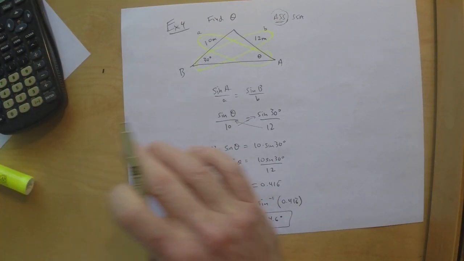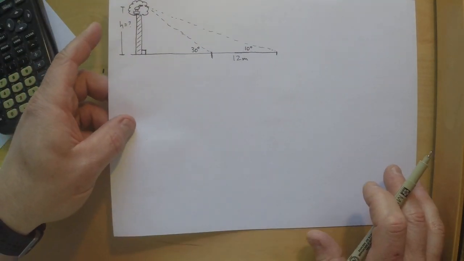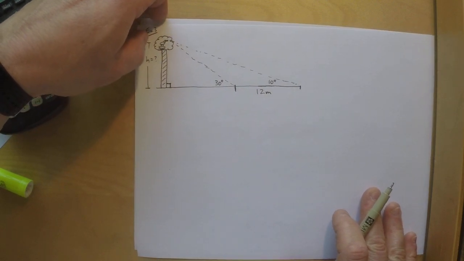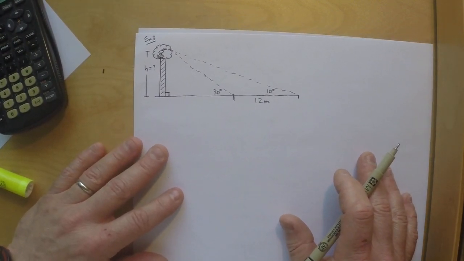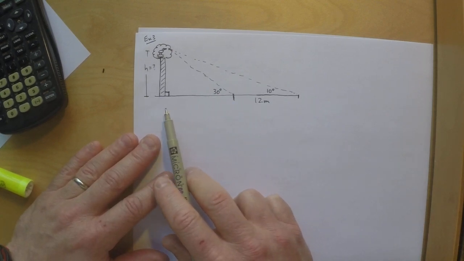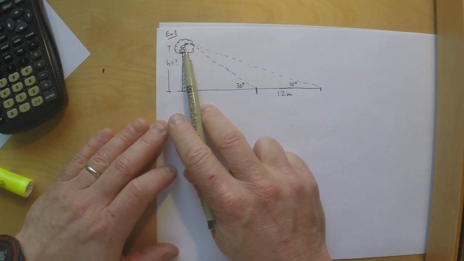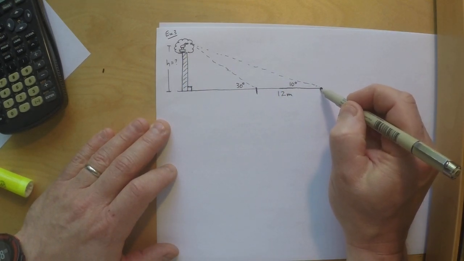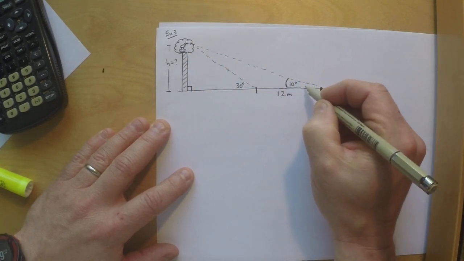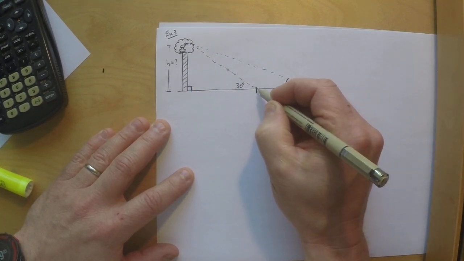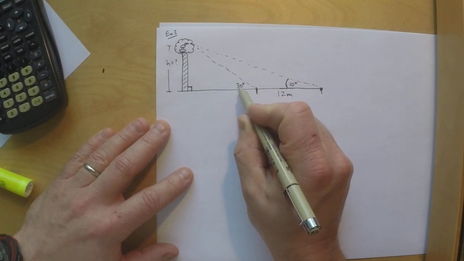The last example, which we'll end up with here, I'm going to go through quickly. You can fast forward through it. Here's a situation where you have a tree and there's a bird up there. I don't know if you can see my little bird that I drew. You are standing here and you look up at the bird and the angle of elevation is 10 degrees. You then walk 12 meters forward on flat ground and you look up again and the angle now is 30 degrees because you're closer.